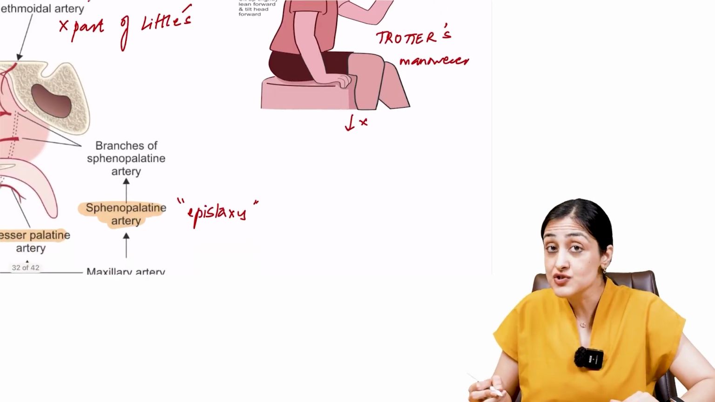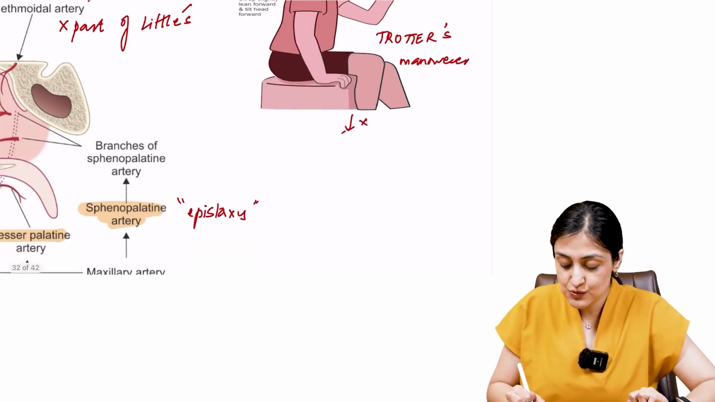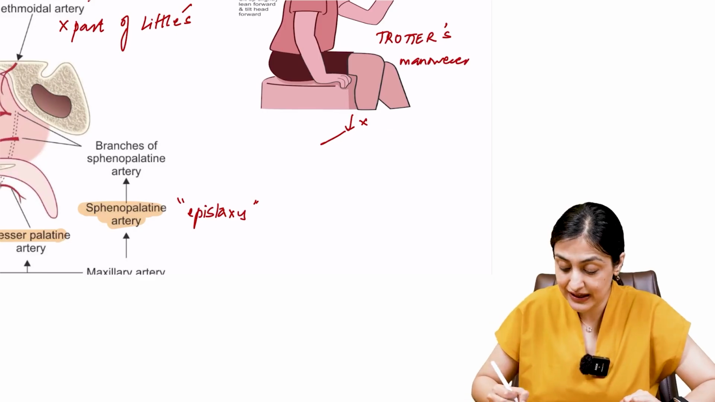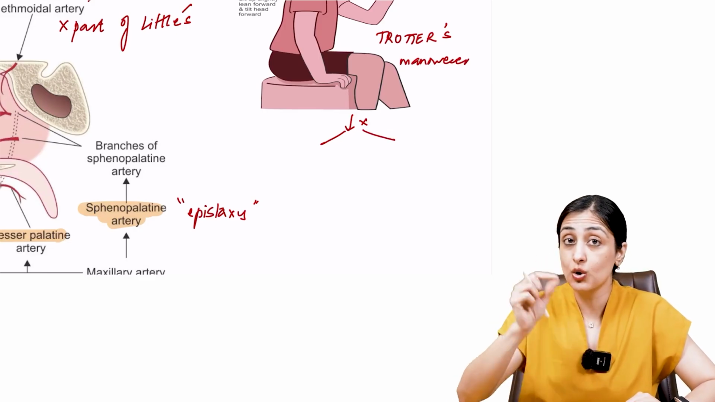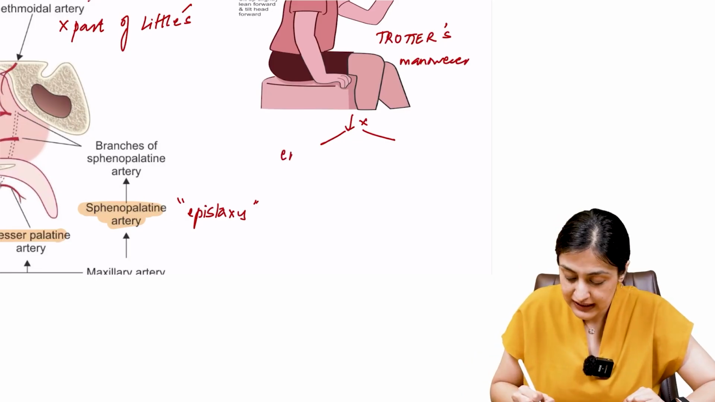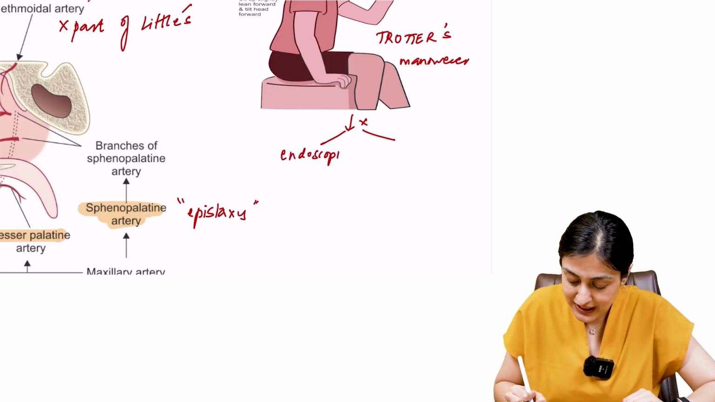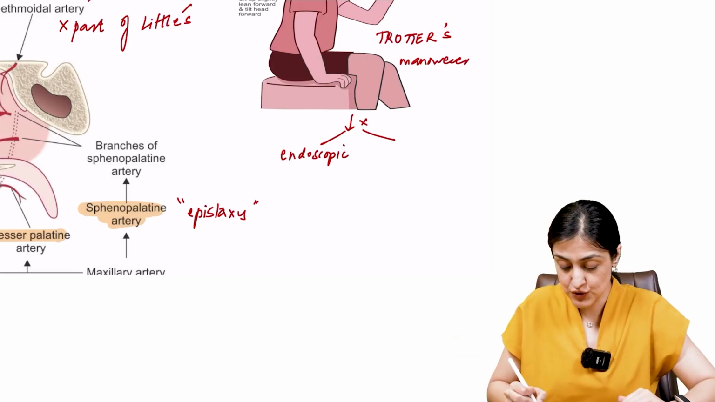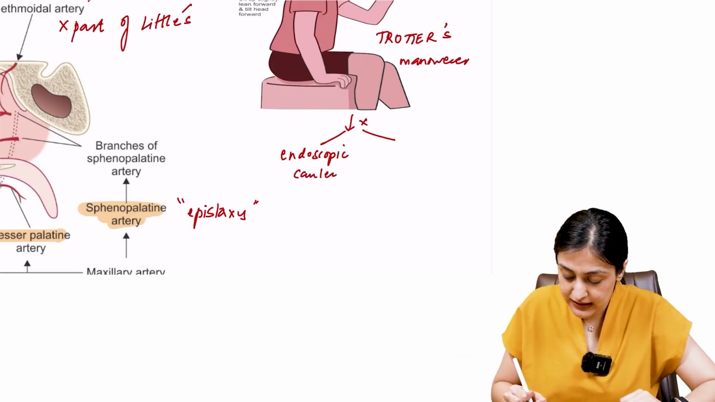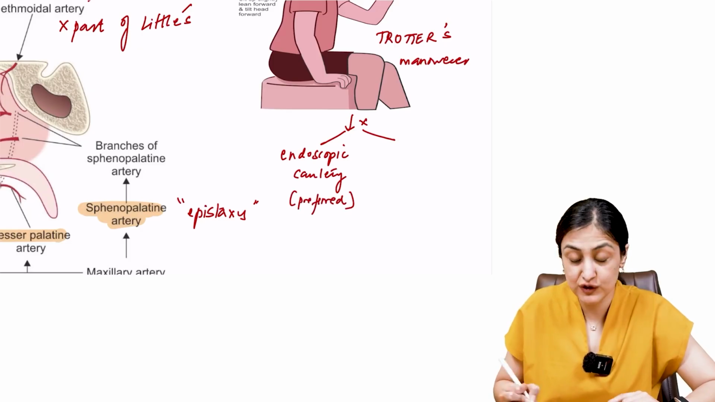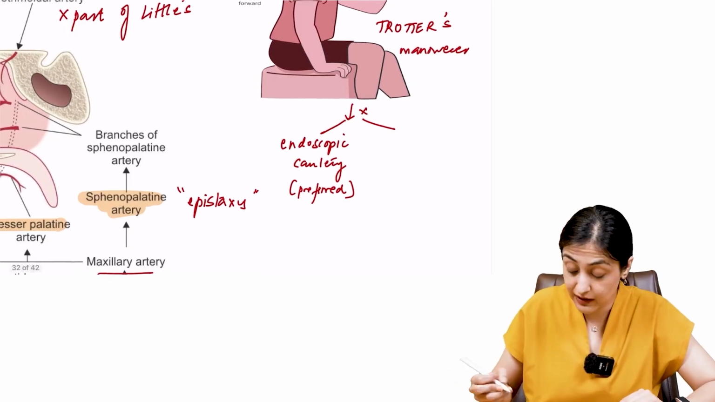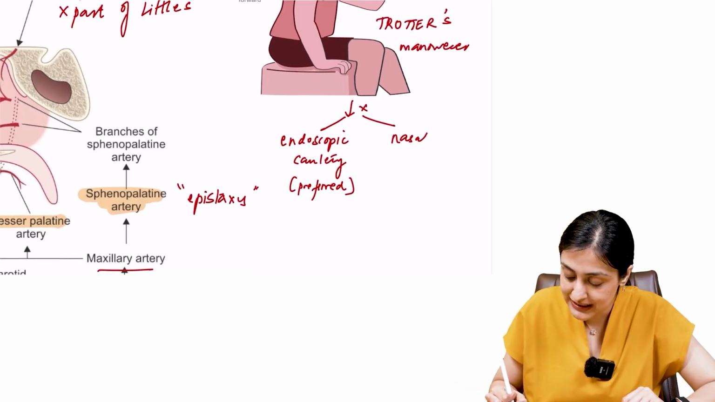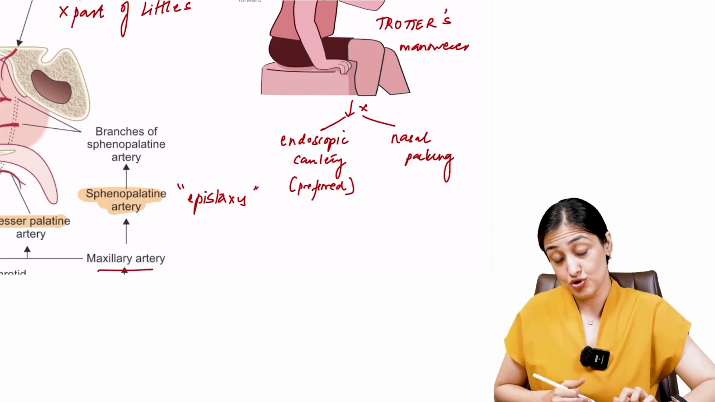But if that doesn't stop the bleeding, in that case we have two options. If you have somebody who can do a cautery, endoscopic cautery, that's the best step. So that is preferred if it's there in the options. So endoscopic cautery is what is preferred. But let's say you are in a peripheral setup, there's no endoscopic cautery available, in that case we would do a nasal packing. Yeah, anterior nasal packing to stop the bleeding.